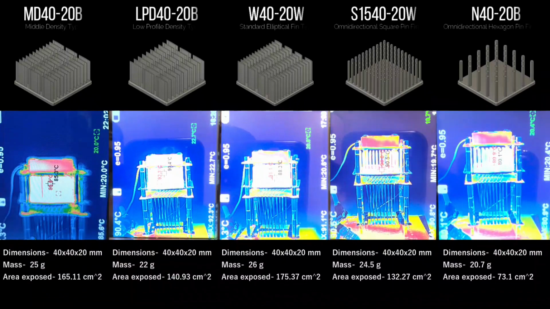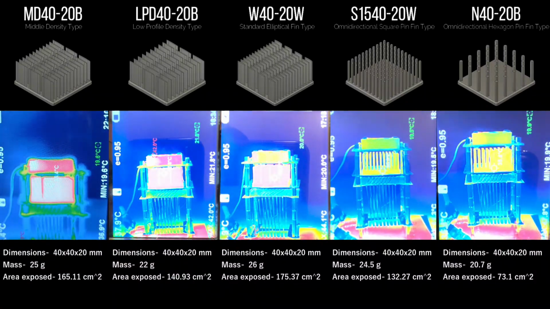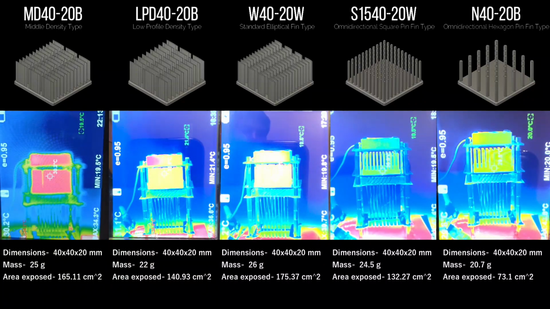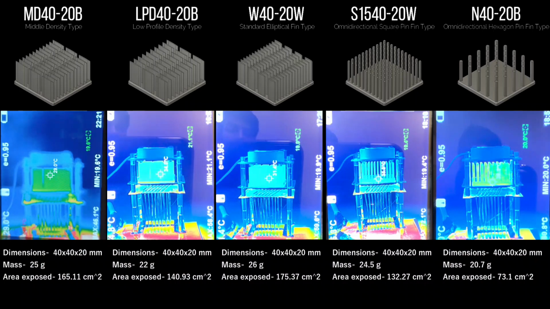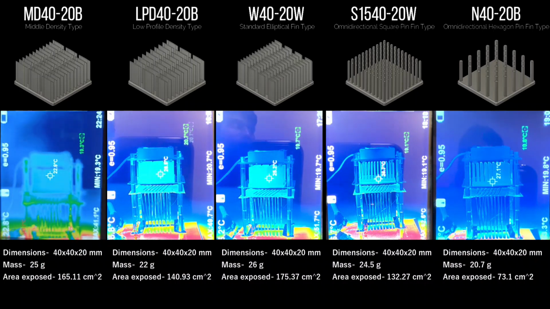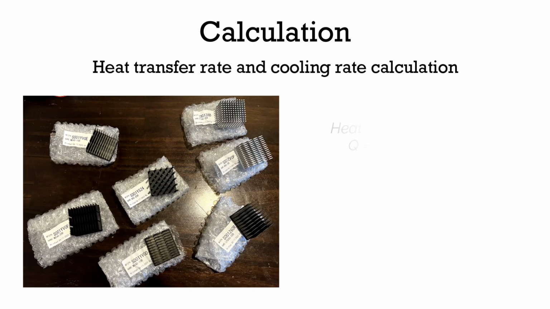Moving on to case 2, we have 5 other heatsinks which share the same base and height but vary in terms of fin design. Like in the previous case, it is evident that adding a fan, which is active cooling, always makes the heatsink cool down much faster. Now let's perform a few calculations to arrive at some results.